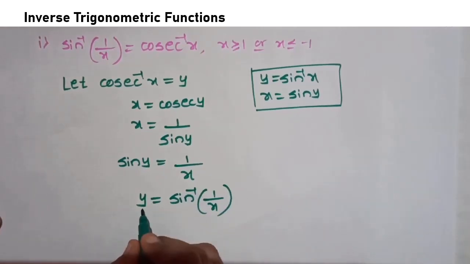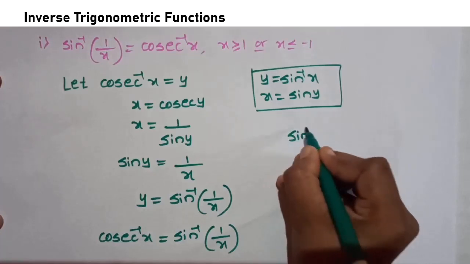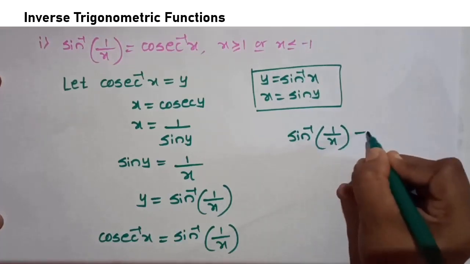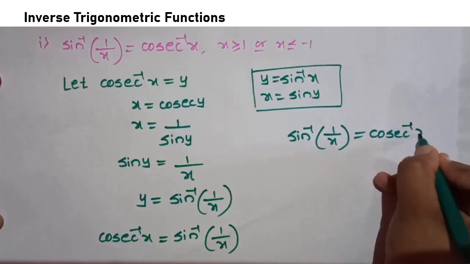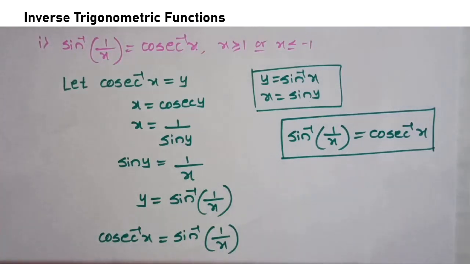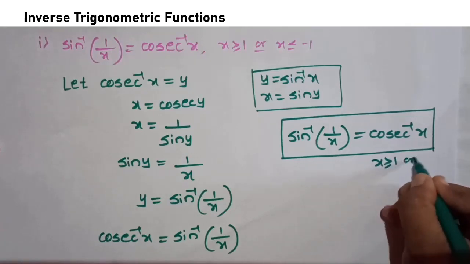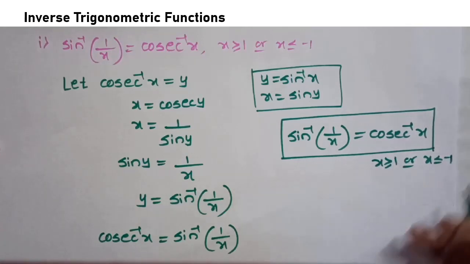Okay, so next after this, what is y here? We have taken y as cosec inverse x. So this becomes cosec inverse x is equal to sin inverse 1 by x. That is nothing but sin inverse 1 by x, which equals cosec inverse x. So we have proved property number 2, sub property 1. Sin inverse 1 by x is equal to cosec inverse x, with the condition x should be greater than or equal to 1, or x should be less than or equal to minus 1.